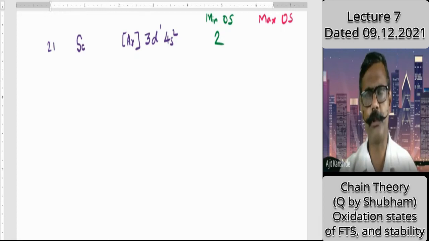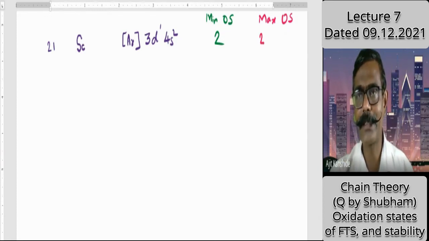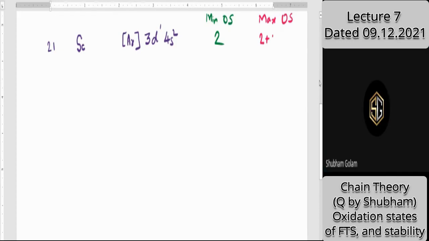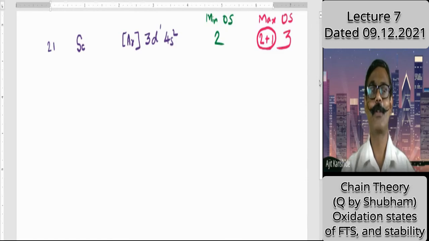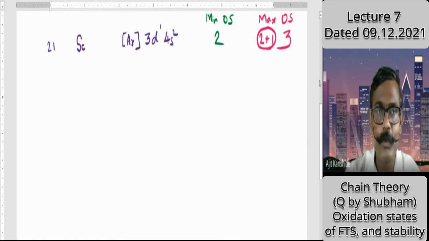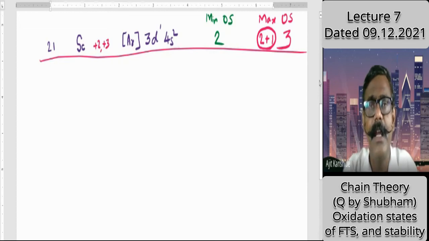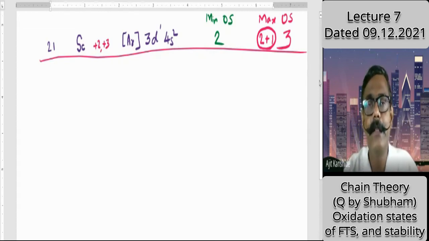So the minimum oxidation state for scandium is +2. It is a metal, so positive charge. Maximum oxidation state is electrons in 4s plus the number of unpaired electrons in 3d. How many unpaired electrons are there? 1. So the total is +3. So scandium can show two oxidation states: +2 and +3. That is the understanding of minimum and maximum oxidation state applied to one element, scandium.